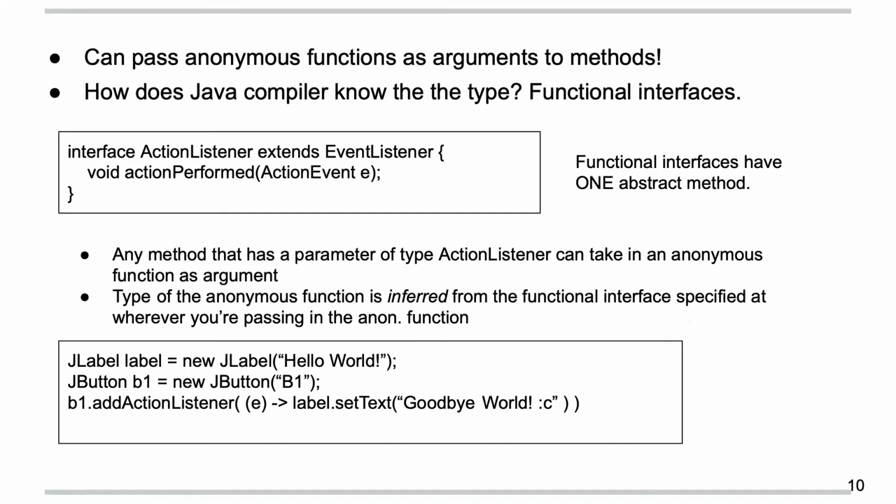Threads can also take anonymous functions, right? I think the thread objects also take anonymous functions as arguments. Yes, they can take runnables. Thread takes a runnable as an argument, which is an interface, so you can pass in an anonymous function.